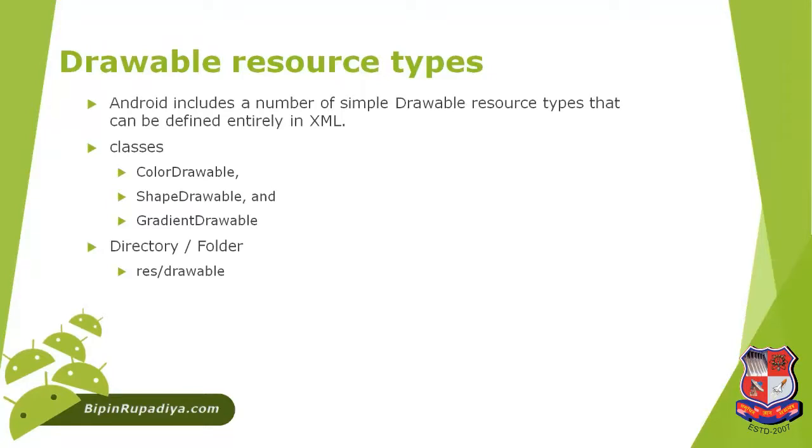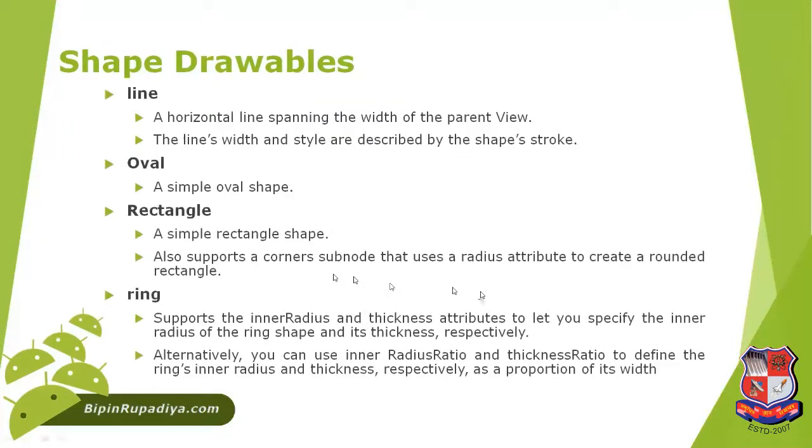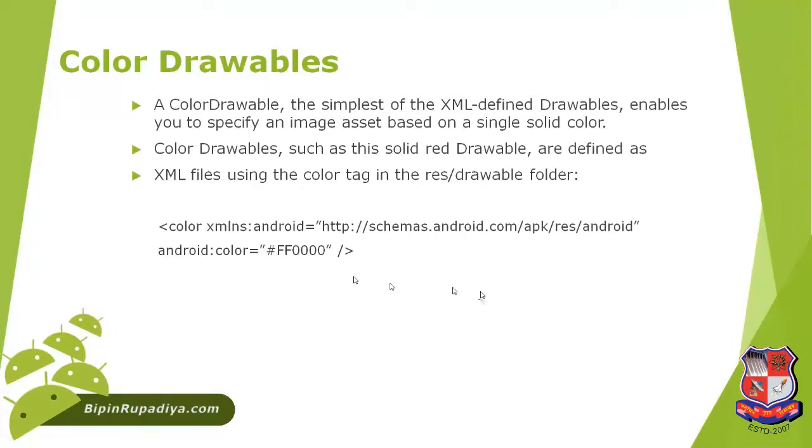Okay, next topic is the drawable resource type. Basically there are 3 types of drawables that we can use: the color drawable, shape drawable and gradient drawable. All these 3 types we have already discussed and practiced, right? So let's see one by one. All these drawables are defined entirely in XML and placed in the res/drawable directory. To define colors, see in the color.xml file we can specify the color name, so android color that we can utilize over there. In RGB mode we can specify R for red, green and blue, that color we can specify, so that color constant we can utilize in our designing. So that is the color drawable.